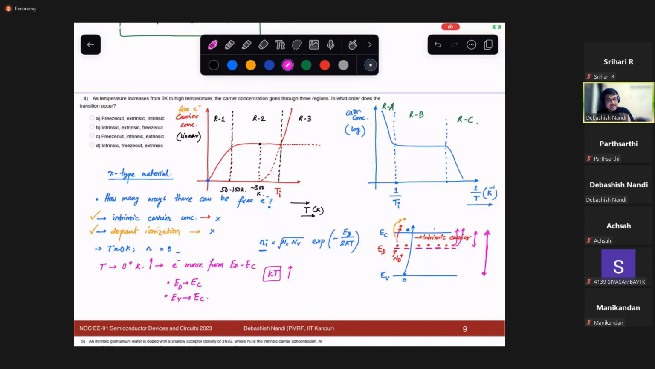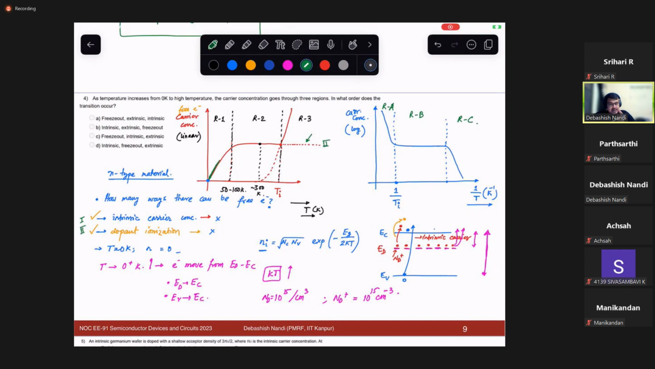Now think of it in this way. After 10 to the power 15 per centimeter cube, let's say this is Nd and all are getting ionized. So follow me on this curve, okay? As your temperature is increasing, this curve is due to the, let us call first, this is called second. This is due to the second effect, okay, or dopant ionization.